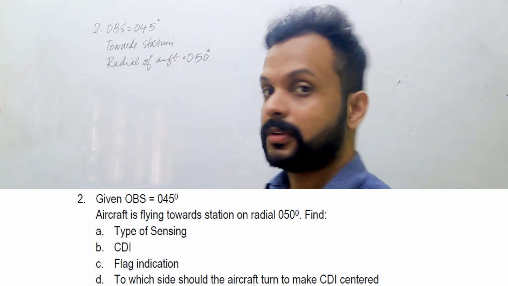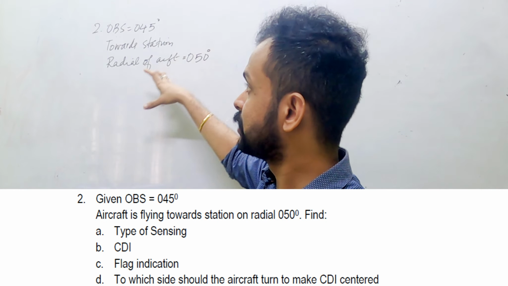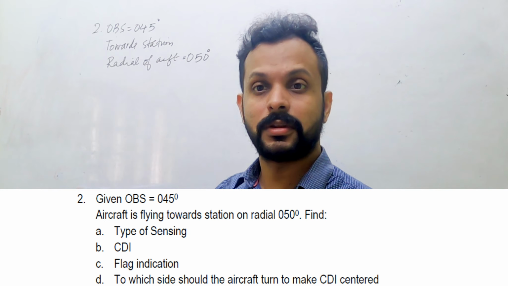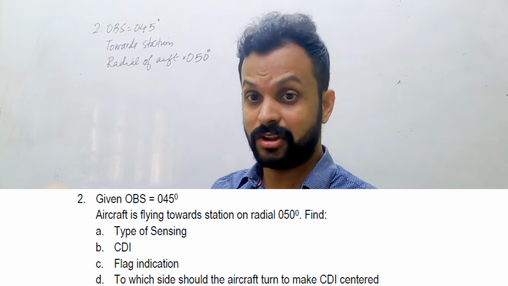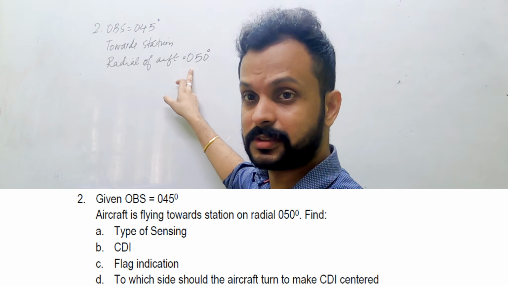So you see, in this question, you are given the OBS setting as 045. It's told that you are moving towards the station and on a radial of 050. So what's the meaning of that? You are moving towards the station and you are on a radial of 050. So what radial is this? 050?